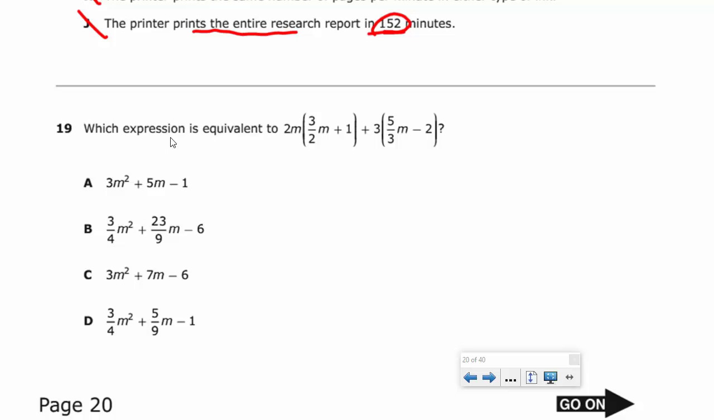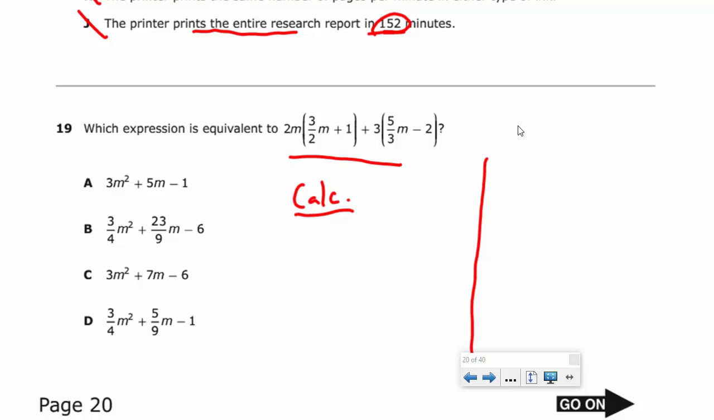Number 19. Which expression is equivalent to this? Okay, so they want you to simplify this and get this. This you could do by hand, okay, but it takes a little bit of algebra skills with fractions and things. If you're intimidated by this question, there is a calculator technique you can use to work around it. So I'm going to show you that, and I'll go ahead and work it out by hand over here too.